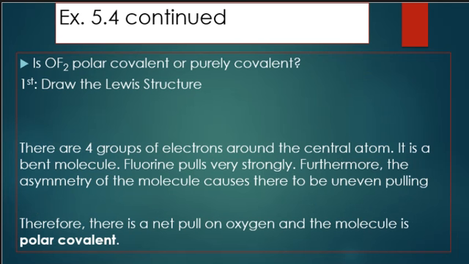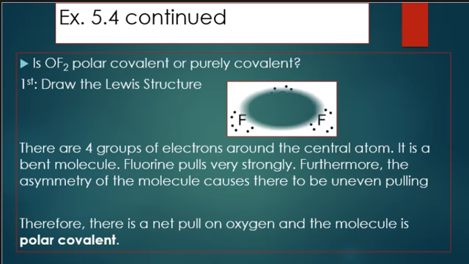All right, next is OF2. That's weird. Polar covalent or purely covalent? First, you're going to draw the Lewis structure. Okay, so let's put the O in the middle. We have the F's hanging off, right? The fluorines hanging off. I guess that's oxygen fluoride. Yeah, so OF2. It's going to look like this. 1, 2, 3, 4, 5, 6, 7, 8. Yeah, okay, that makes sense.